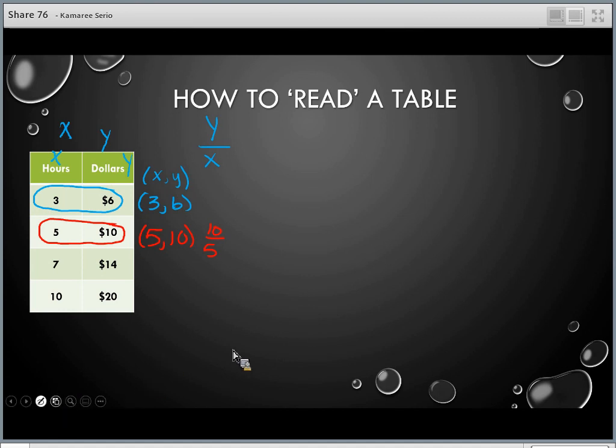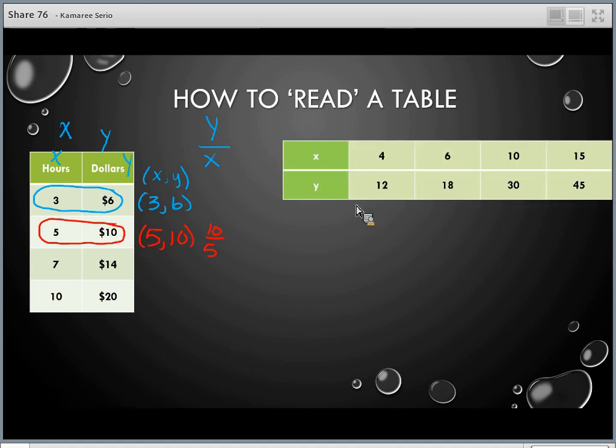Now, sometimes they will give you tables that look like this. This one is labeled for us X and Y.